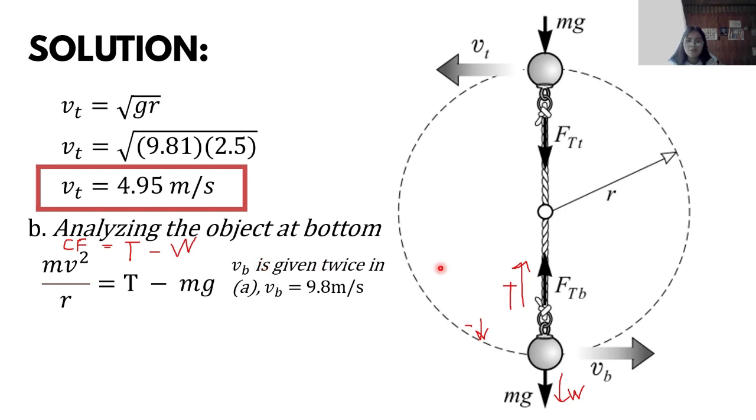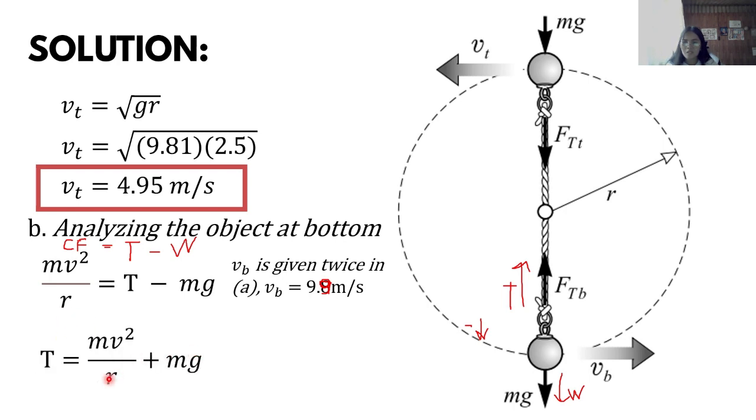vB is given twice in A. So, ang nakaset kasi sa question natin, yung vB daw, twice yung value ni v sa letter A na pinapahanap. So, 2 times 4.95 is 9.9 dapat to. 9.9 meters per second. Okay, 9.9 dapat din.